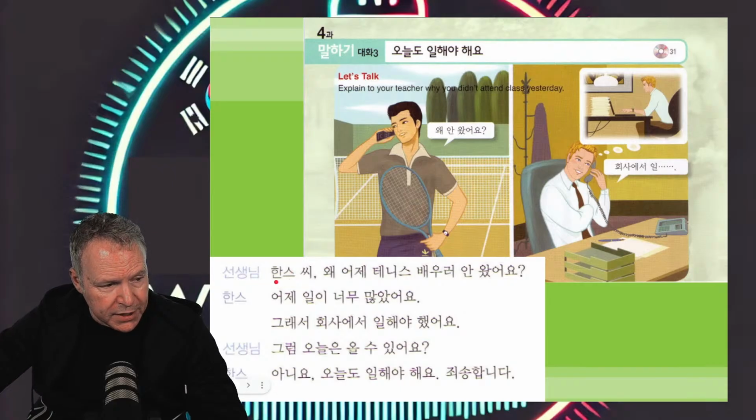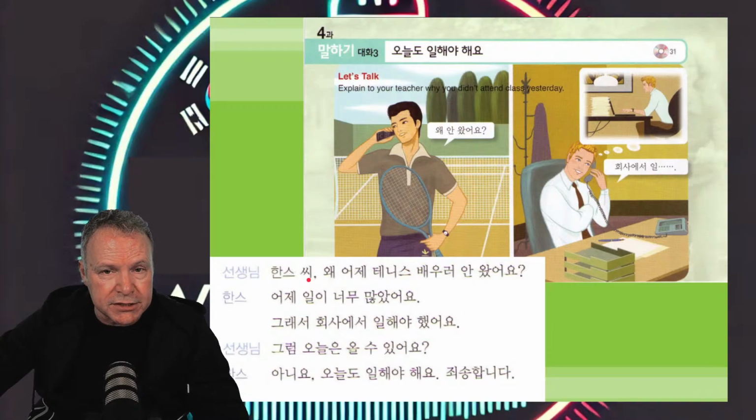Let's look. Hans 씨. And you may recall 씨 is used like Mr. or Miss together with a first name. So Hans followed by 씨. So basically it's kind of like saying Mr. Hans, but think of it as slightly less formal. It's not as formal as we would think of Mr. or Miss in English.